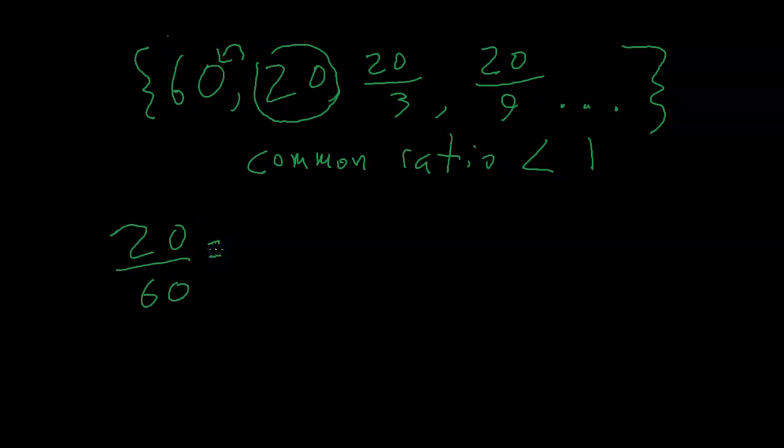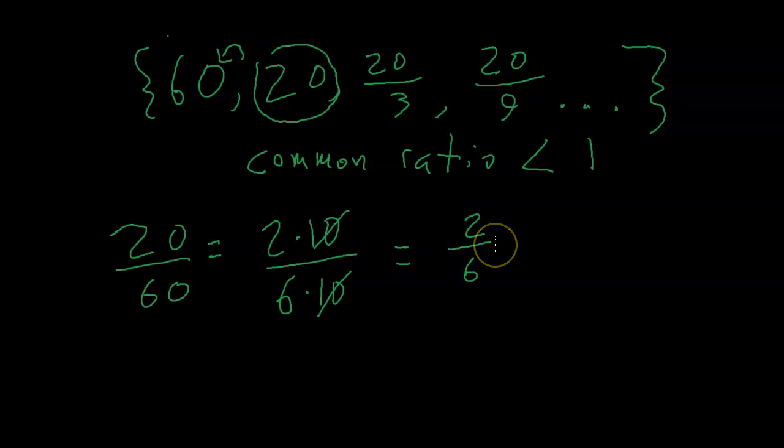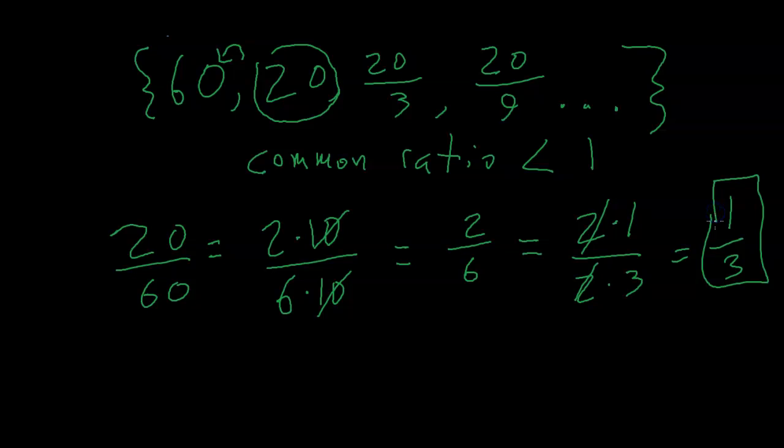And what is 20 divided by 6? Well, that's the same as 2 times 10 divided by 6 times 10. I'm going to do this a step at a time. The 10s cancel out, so this is the same as 2 divided by 6. Well, 2 is 2 times 1, and 6 is 2 times 3. Cancel out the factors of 2, and we get 1/3. So it looks like our common ratio is 1/3.